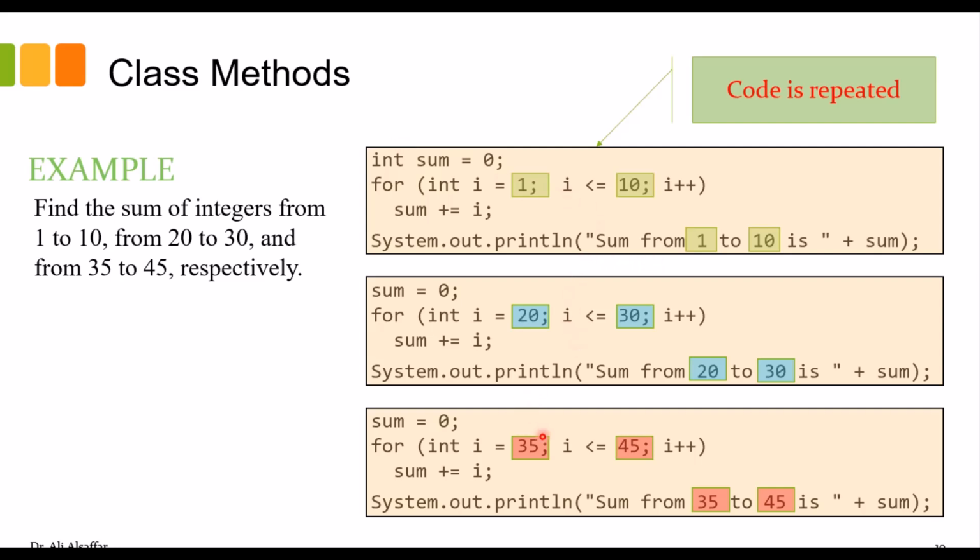Now we have to look at the differences between these 3 codes. The differences are in colors. See, these are the differences between the 3 codes: these numbers and the printed ones.